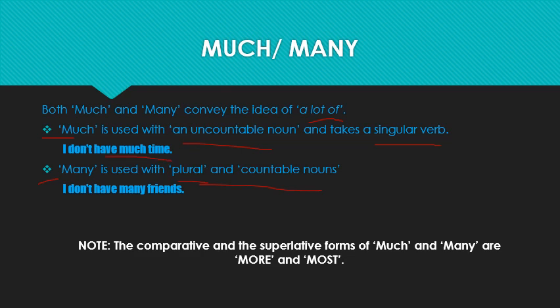I don't have much time. I don't have many friends. That can be counted. In that case we use many, and if it cannot be counted, in that case we use much. See, the thing is, both the comparative and the superlative form of much and many are more and most. More means comparative and most means superlative. So I hope this is clear. Much, uncountable noun, many, countable noun.